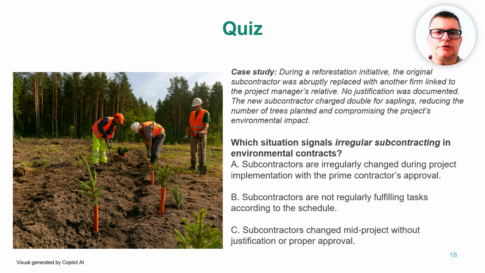Answer C. Answer C is correct. Why? Irregular subcontracting often involves sudden, unexplained changes in subcontractors, bypassing fair competition and oversight. This can conceal favoritism, inflated costs, or hidden ownership links.